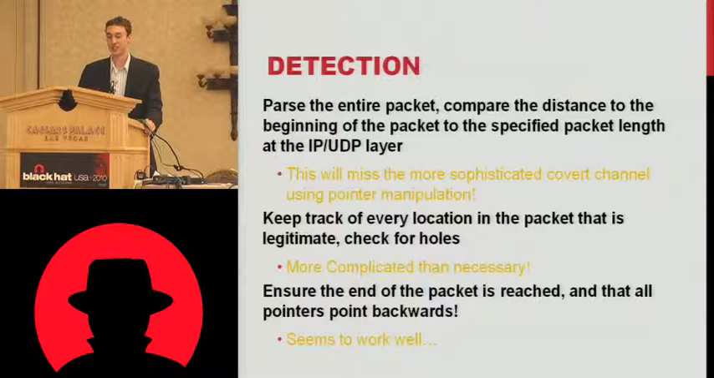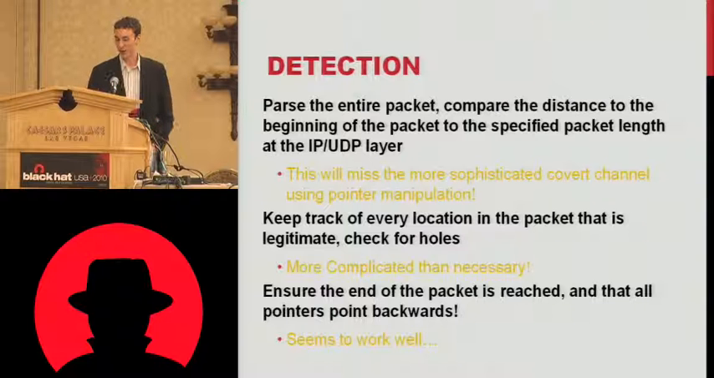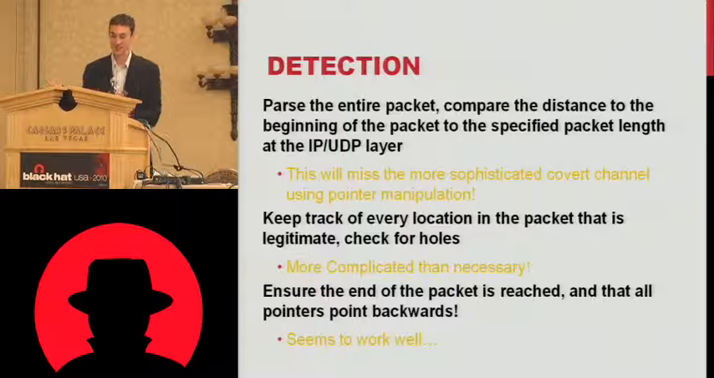Now, as far as detection goes, the first general attempt you're going to make is to worry about the injection at the end of the packet. So you can parse the entire DNS packet, see what length you covered, and then compare that to the actual UDP length and see if you are at the end of the packet or if there's still space there. And if there is still space, that's a good sign that something was injected in it. But this is going to miss the more sophisticated covert channel using the pointer manipulation, because in that case, you do travel to the end of the UDP packet, since your slack space is now in the middle of the DNS packet.